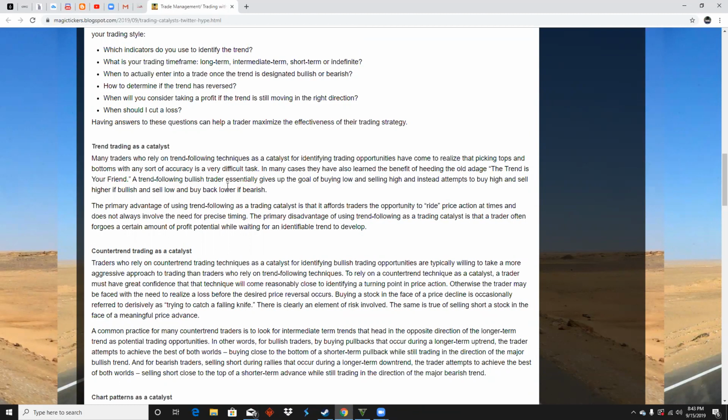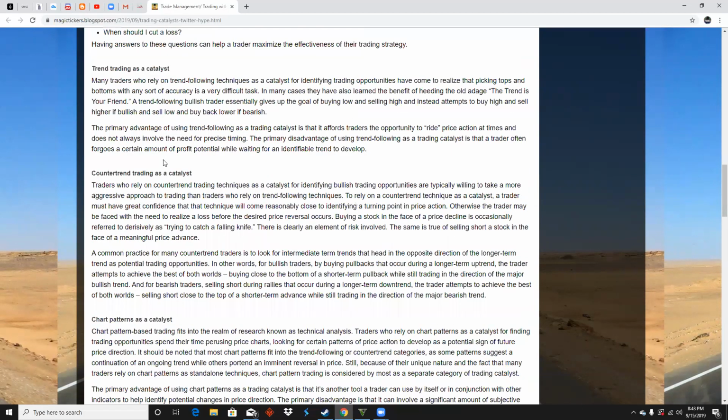A trend following bullish trader essentially gives up the goal of buying low and selling high, and instead attempts to buy high and sell higher if bullish, and sell low and buy back lower if bearish. The primary advantage of using trend following as a trading catalyst is that it affords traders the opportunity to ride price action at times and does not always involve the need for precise timing.